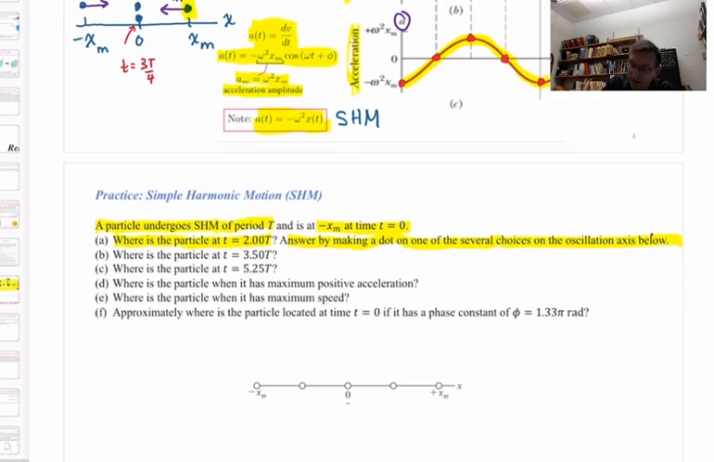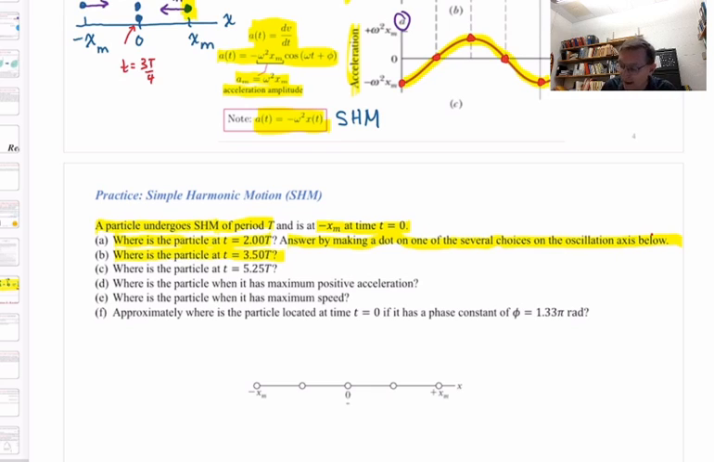All right, now try B. Where is the particle located when the clock reads, little t, 3.5 periods, right? 3.5 times big T means 3.5 periods have passed. Where is it now? Give it a try. Pause the video. Think about it.